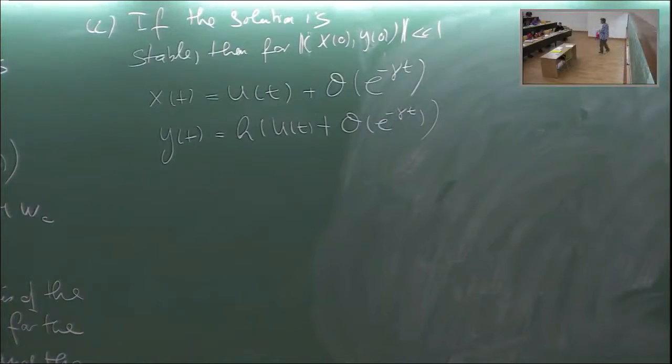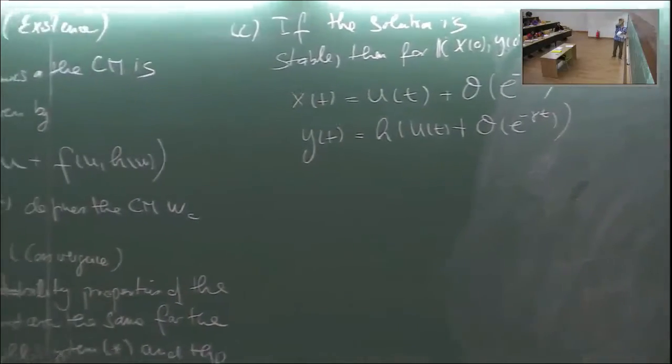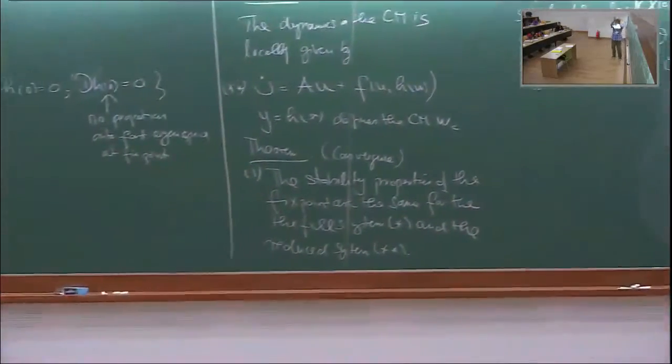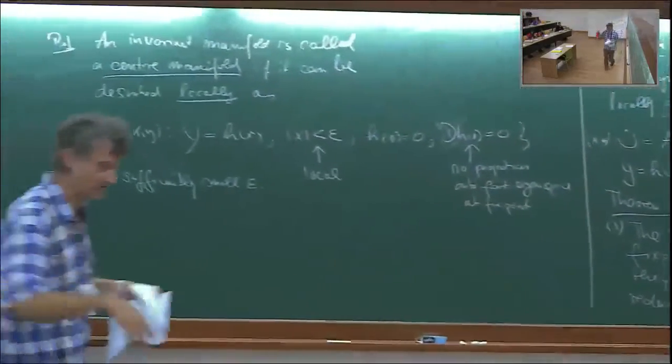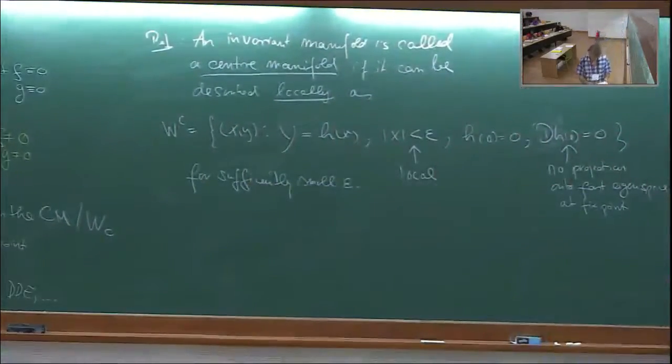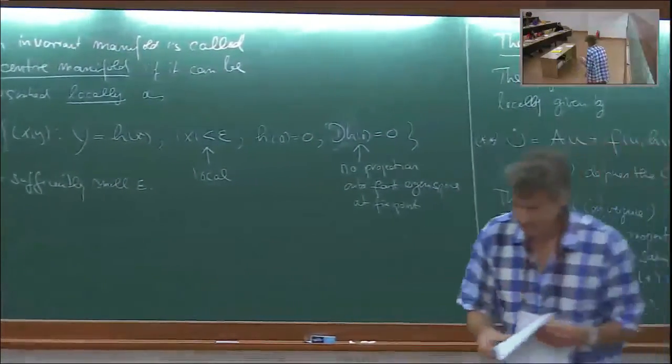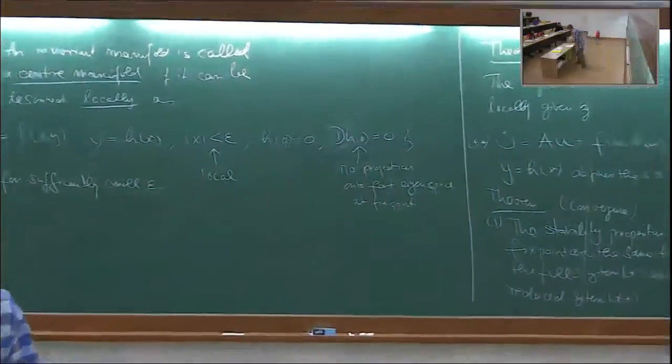One side remark is the center manifolds, we know they exist, but when we determine them, they're not unique. Okay? But all of them are exponentially close. That's just a side remark. Okay. So let's see how we can use it.